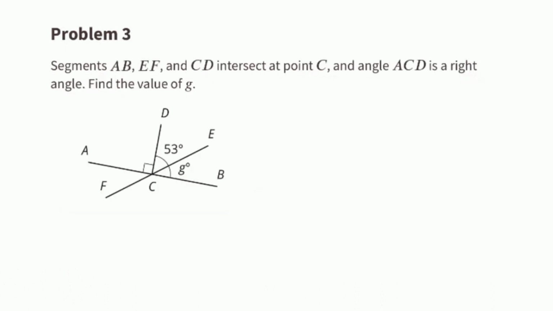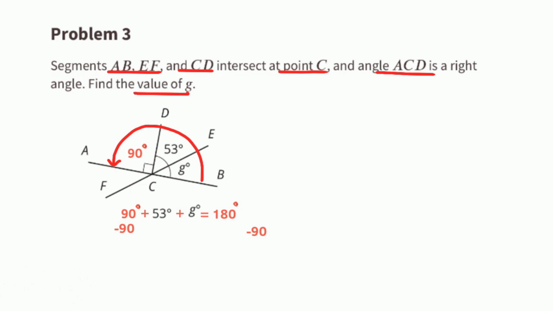Problem number 3. Segments AB, EF, and CD intersect at point C, and angle ACD is a right angle. Find the value of G. Look at the figure. Angle ACD is a right angle, so we know that's 90 degrees, because right angles are 90 degrees. 90 degrees plus 53 degrees plus G equals 180 degrees. 180 degrees makes a half circle, and as you can see, this is a half circle.